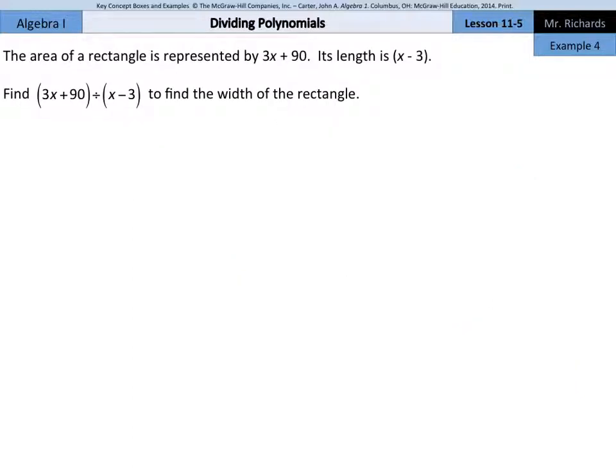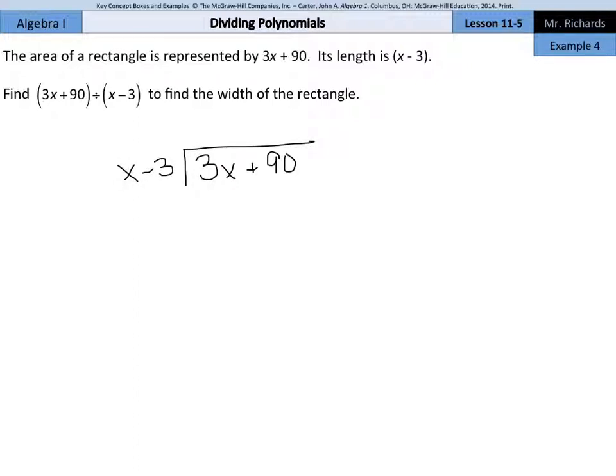The area of a rectangle is represented by 3x plus 90. Its length is x minus 3. Find 3x plus 90 divided by x minus 3 to find the width of the rectangle. We're going to long divide once again, so 3x plus 90 divided by x minus 3.